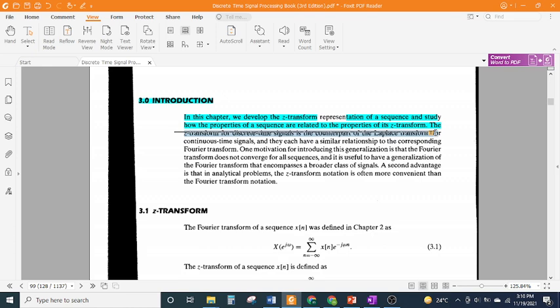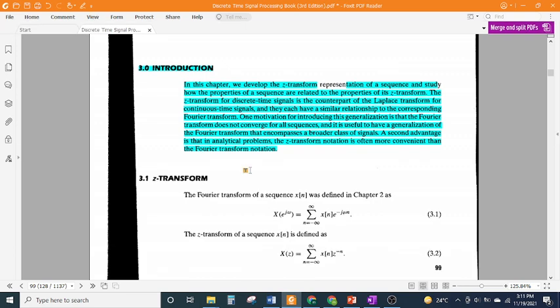One motivation for introducing this generalization is that the Fourier transform does not converge for all sequences, and it is useful to have a generalization of the Fourier transform that encompasses a broader class of signals. A second advantage is that in analytical problems, the Z-transform notation is often more convenient than the Fourier transform notation.